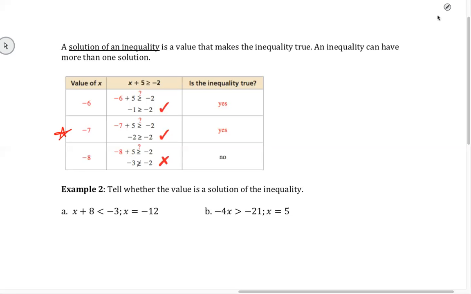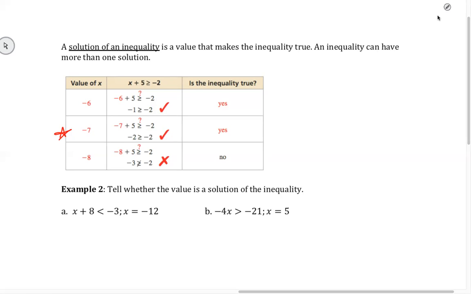Negative 7 is a solution because, watch, negative 7 plus 5 is greater than or equal to negative 2. Negative 7 plus 5 is negative 2, and negative 2 is greater than or equal to negative 2. So that's why it's a solution. And the last one, negative 8, is not a solution because negative 8 plus 5 is negative 3, and that is not bigger than negative 2.